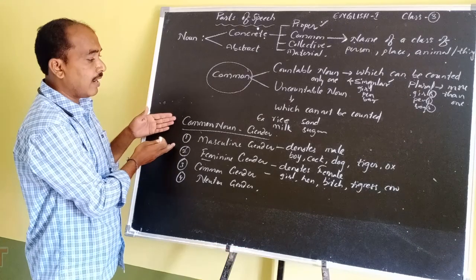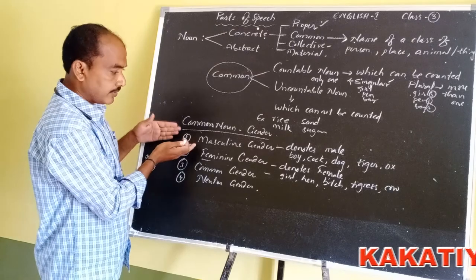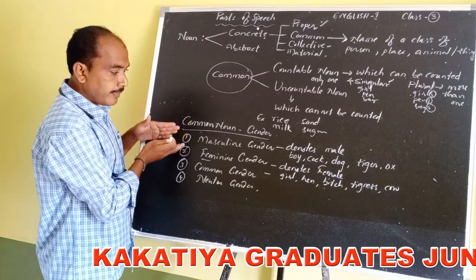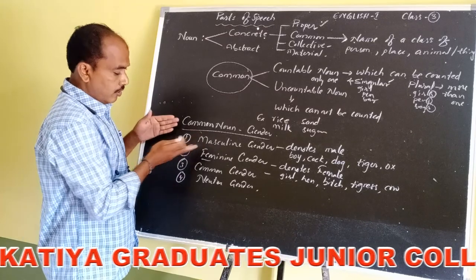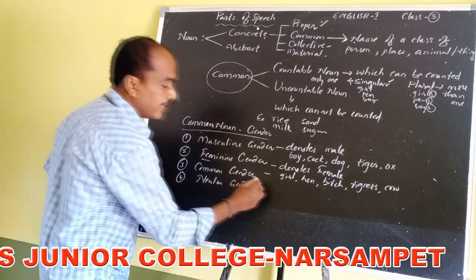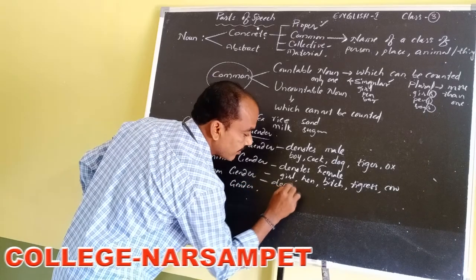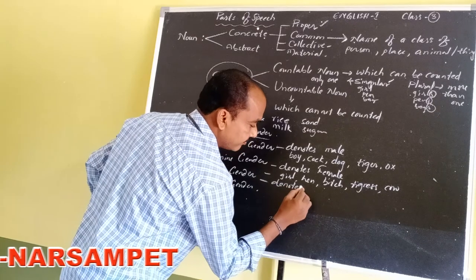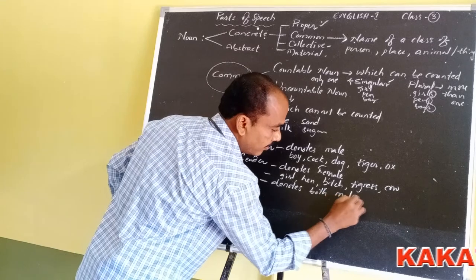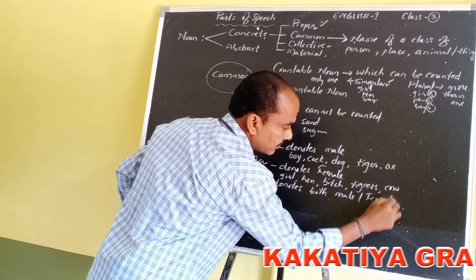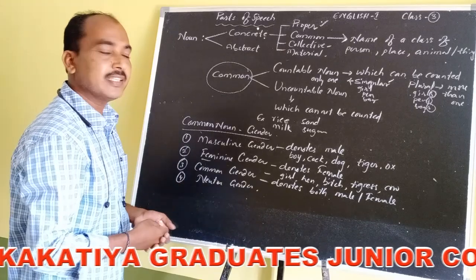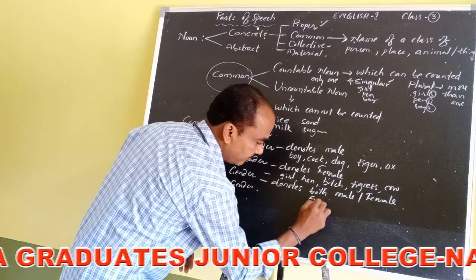Every common noun has four genders. They are masculine gender, feminine gender, common gender, neuter gender. What is masculine gender? Male. What is feminine gender? Female. What is common gender? It denotes male and female, both. How, sir? A noun that is used to indicate both, whether it is male or female. Example, teacher.